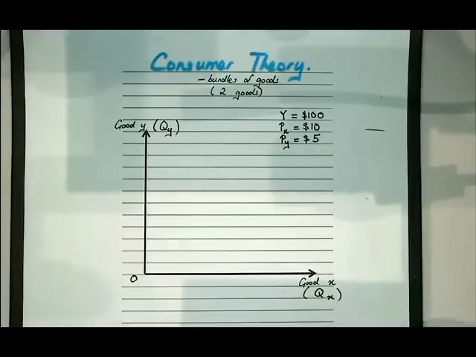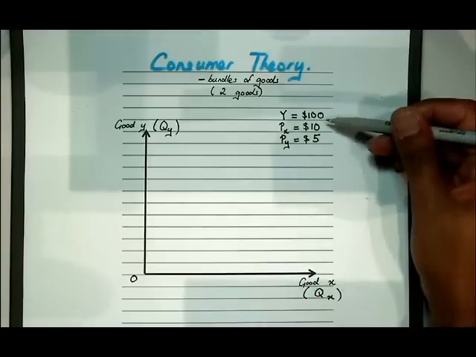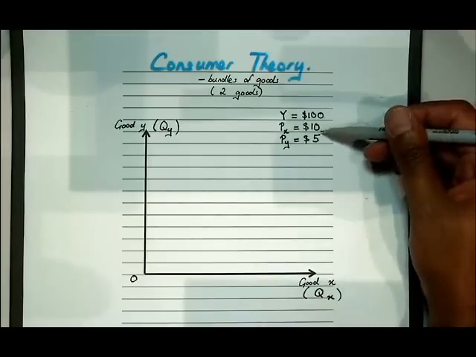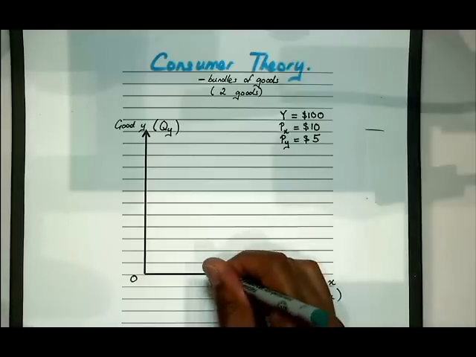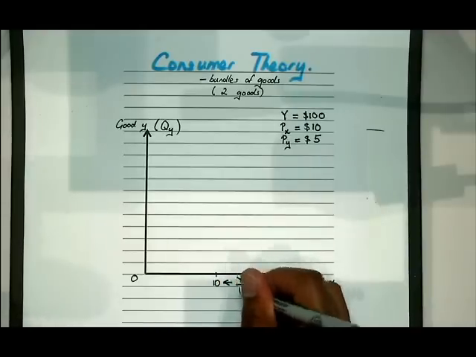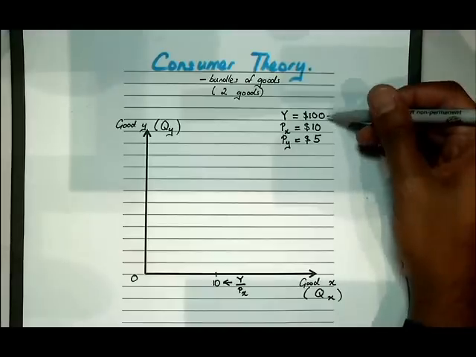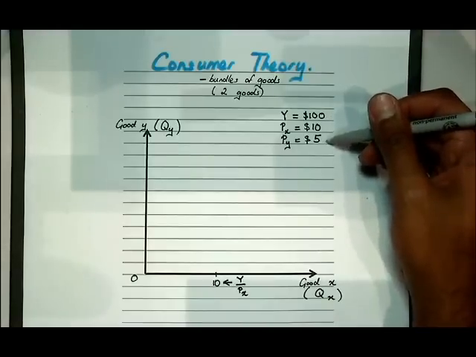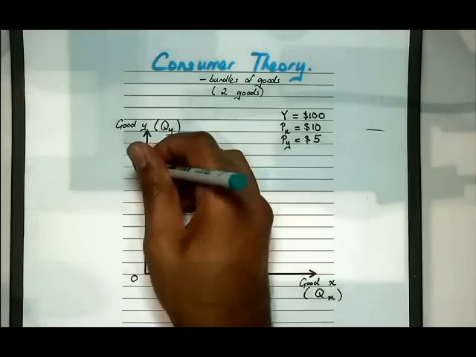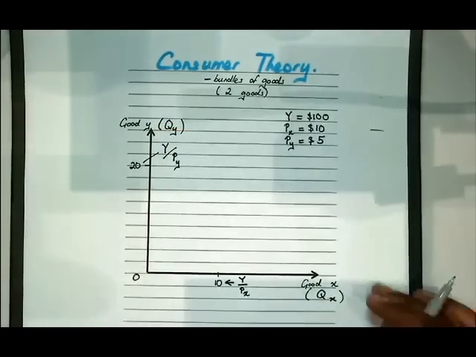If I spend my entire income buying good X, how much good X could I buy? $100 divided by 10, which gives me 10. How did I get that number? Income divided by the price of X, 100 divided by 10. If I spend my entire income buying good Y, that's $100 divided by 5, so I could buy 20 units of good Y. Income divided by the price of good Y.